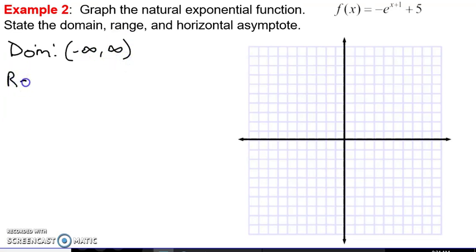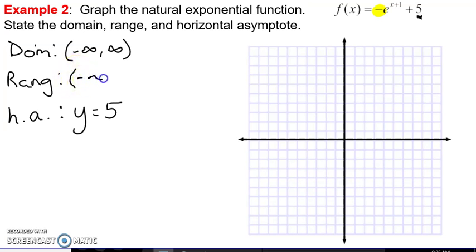Our range, on the other hand, remember the range can be identified from our horizontal asymptote. So let's go ahead and list out our horizontal asymptote. It's going to be y equals our k value. In our case, our k value is 5. We'll look here at our equation. Notice that we have a negative in front of our natural exponent, which tells me my range is going to go from negative infinity up to the value of 5 because of that negative in front.